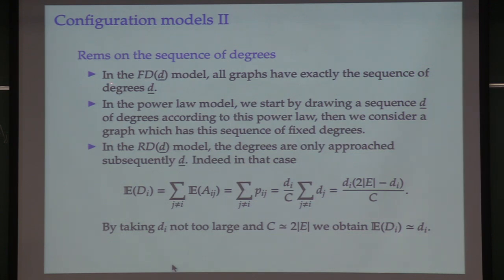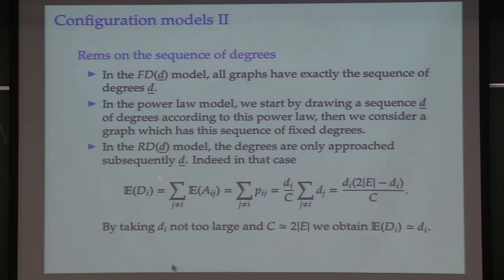In practice, what we can say is that in this fixed degree model, all the graphs have exactly the sequence of degrees d. So you don't change it, it's fixed. In the power law model, we start by drawing a sequence of degrees according to this power law. Then we consider a graph which has this sequence of fixed degrees. So here again, it's fixed in some sense, but you cannot realize it. You cannot draw from it. And in the random degree model, the degrees are only approximately equal to the degrees in the sequence d. What I wanted to write is that the degrees are only approximately equal to the degrees in the sequence d.